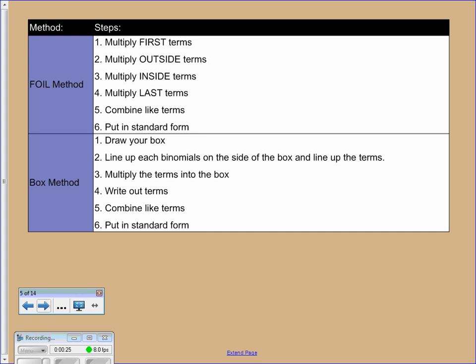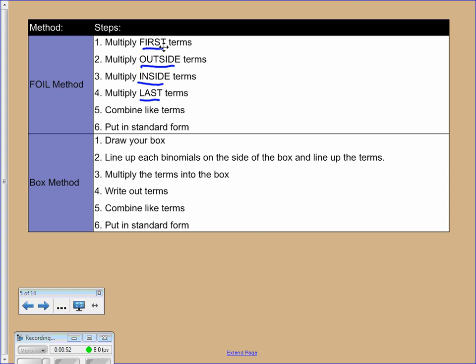So first let's talk about this FOIL method. You notice that FOIL is actually going to stand for something. So the first thing you're going to do is multiply the first terms, the F of the FOIL. Then multiply the outside terms, the inside terms, and the last terms. Once you've multiplied all those things, you want to go back and combine like terms, and then you put it in standard form. You want all of your answers to always be in standard form.